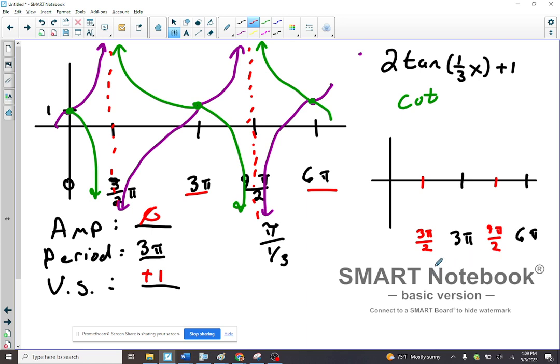I'm finding what's in between 3 and 6. You add 3 pi and 6 pi and divide by 2, and that's how you get 9 pi over 2. Or you could think, what's in between 3 and 6? 4.5, which is 9 over 2.